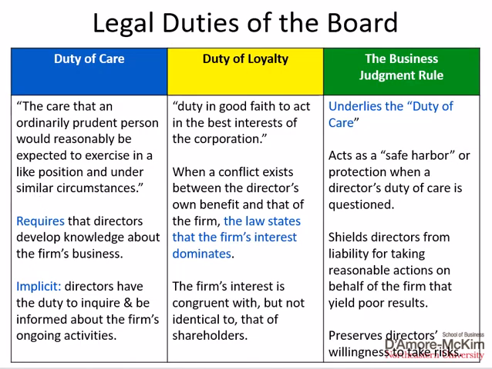Now, the board has several legal duties that they are required to uphold or that they are personally liable for. One is the duty of care, that they will basically understand the firm's business and make sure that they follow it. Second is the duty of loyalty, where they're supposed to act in the best interest of the corporation. And this is important because at times there may be a conflict of interest between the director's interests and the firm's interests, and therefore they must always choose the firm's interest at heart. And then there's the business judgment rule, where at a time the board is shielded from liability if they take reasonable actions on behalf of the firm that yield poor results.